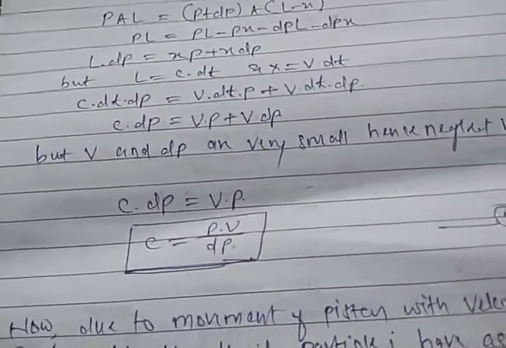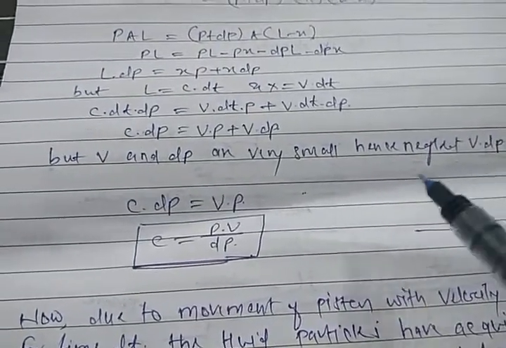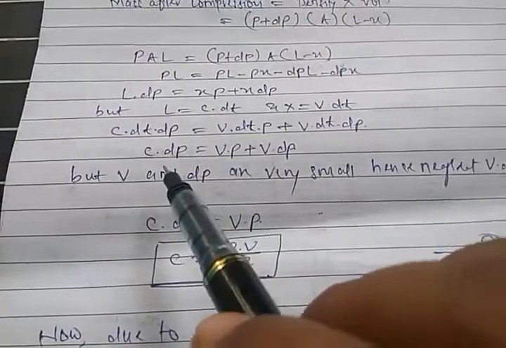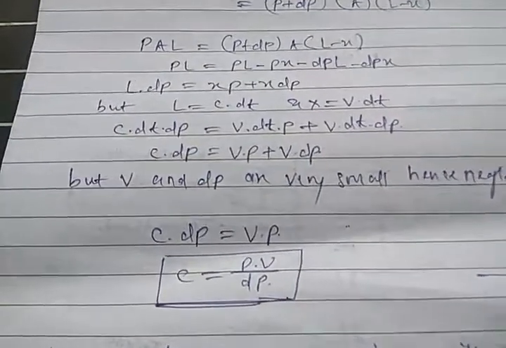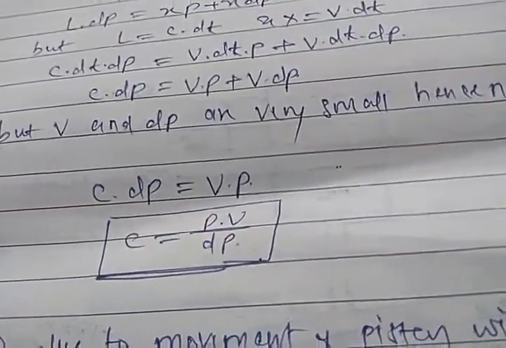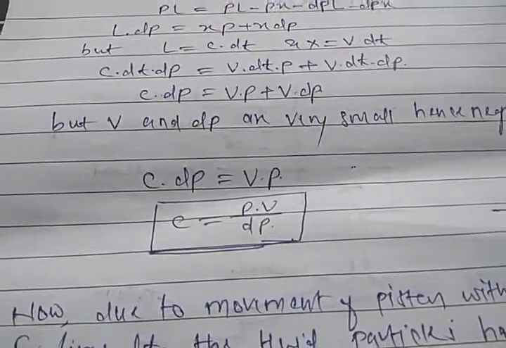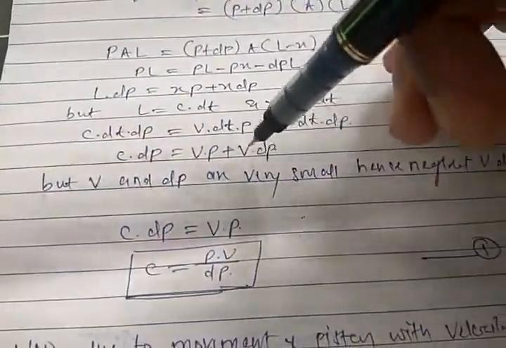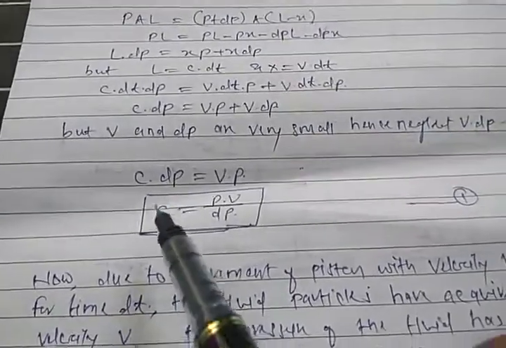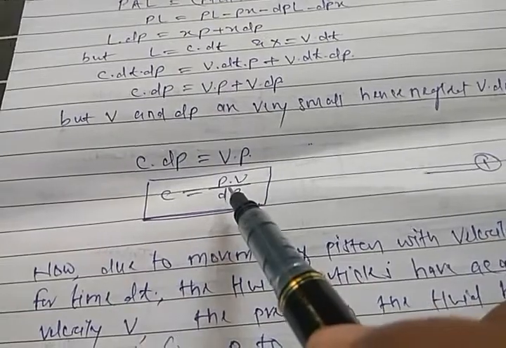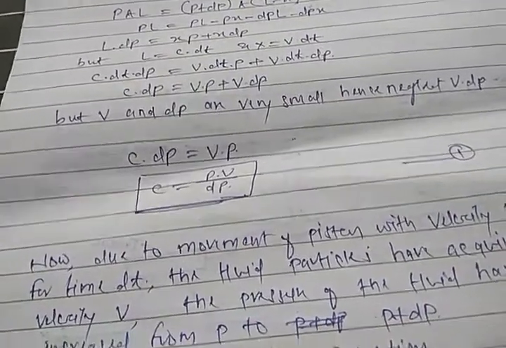Now, as V and d rho are very small, their product is neglected. What remains? c into d rho is equal to V into rho. Why is this neglected? Consider V very small and d rho very small, so their product will be much smaller, and it can be neglected safely without any harm. So c is equal to rho into V upon d rho. Name this as equation 1.